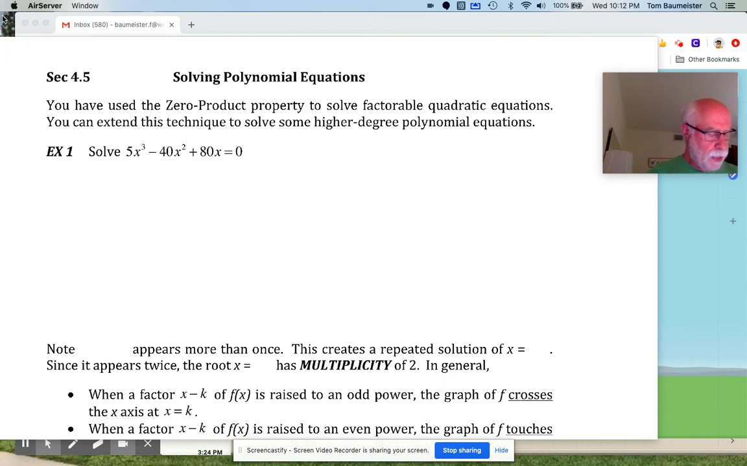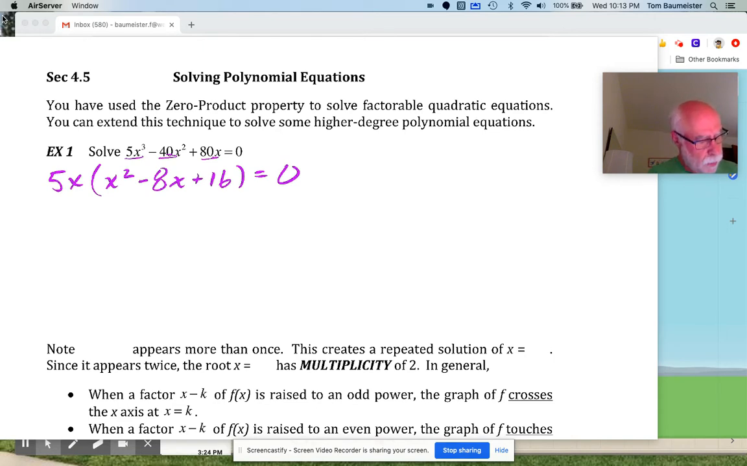Okay, so again, look at this. It looks like I have an 80, I have a 40, I have a 5. It looks like I can factor out a 5. And it looks like I can factor out an x. So when I do that, what I have left is x squared minus 8x plus 16 is equal to 0.